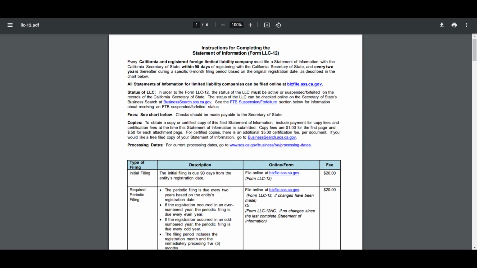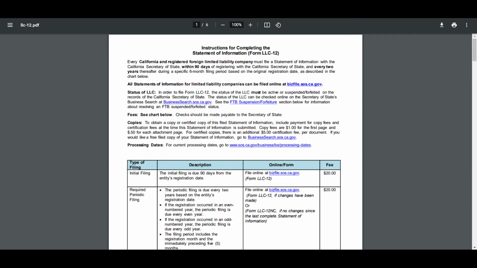The statement's information must include the LLC's name and California Secretary of State file number, the name and address of the LLC's agent for service of process, the street address of the LLC's principal executive office, the LLC's mailing address, if it is different from the state address or its principal executive office, the name and complete business or residence addresses of any manager or managers and chief executive officer, if any.